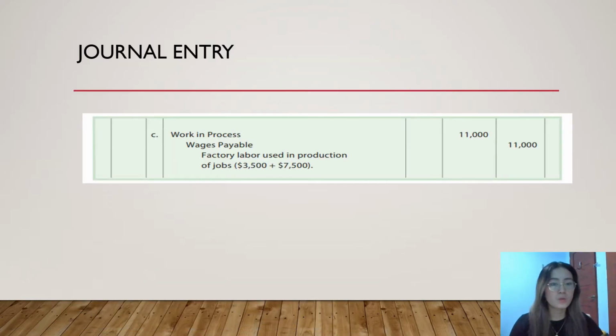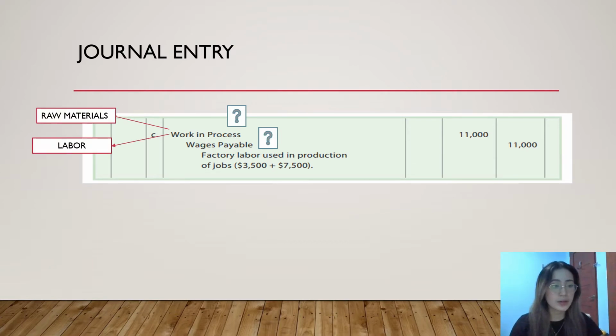So why is work in process debited? Work in process refers to the raw materials, labor, and overhead costs incurred for products that are at various stages of the production process. In this case, work in process is considered a current asset on the balance sheet since the product is not yet ready to be sold. The laborers are still working to finish the product, thus increasing the inventory.